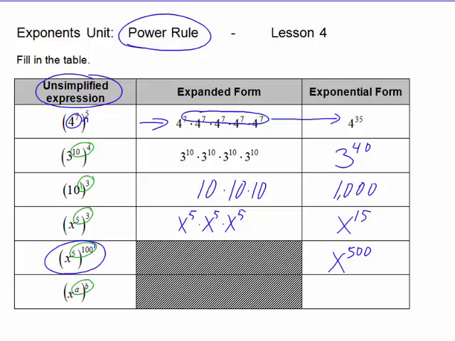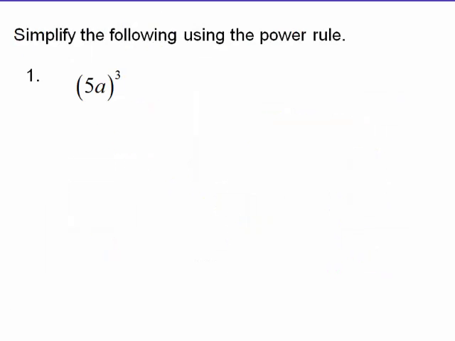So the power rule states that x to the a power raised to the b power is just going to be the same as x to the a times b power. Alright, let's move along. Here we'll practice simplifying using that power rule.